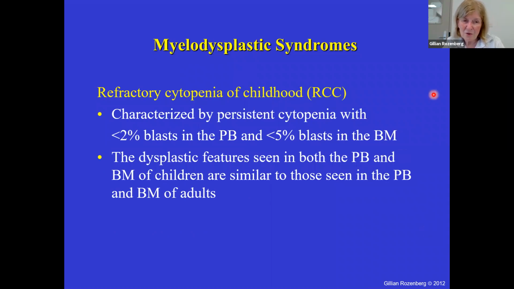So in childhood, refractory cytopenia of childhood is characterized by persistent cytopenia with less than 2% blasts in the peripheral blood and less than 5% blasts in the bone marrow. So the dysplastic features seen in both the peripheral blood and the bone marrow of children are similar to those seen in the peripheral blood and bone marrow of adults.